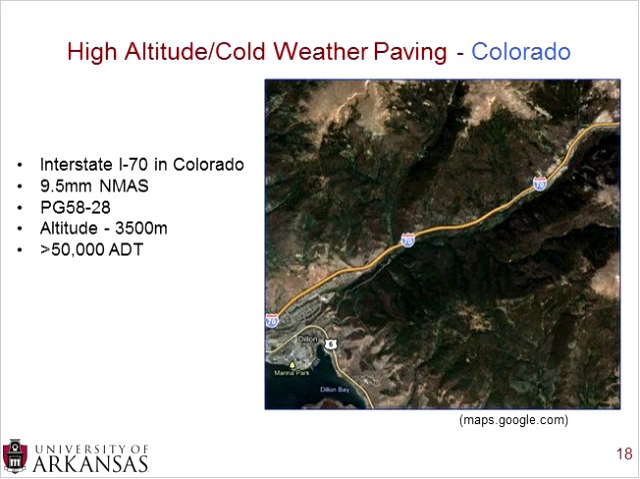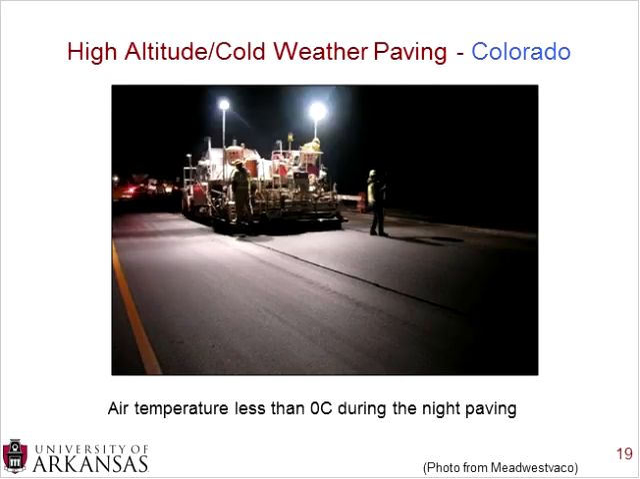An example of more cold weather paving and also high altitude. This project was done on I-70 in Colorado. It was up in the mountains, so west of Denver, and they used a 9.5 millimeter nominal maximum aggregate size mix with a PG 58-28 binder, and the altitude was 3,500 meters. And for anyone who's driven on I-70 in central Colorado, there is quite a bit of traffic, quite a bit of truck traffic on there, and they have greater than 50,000 ADTs a day.